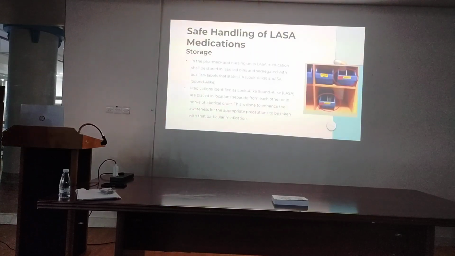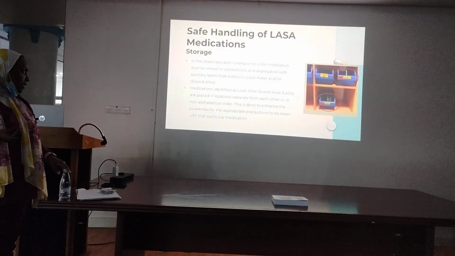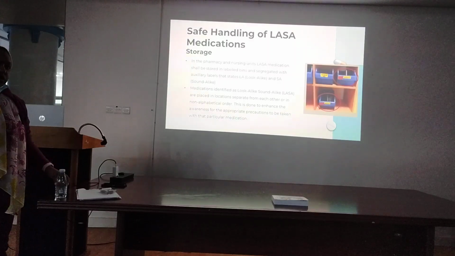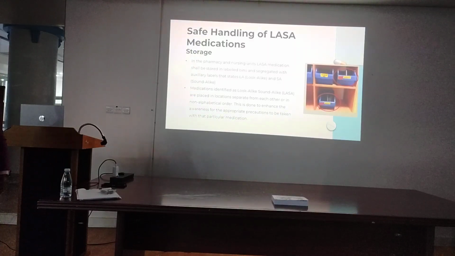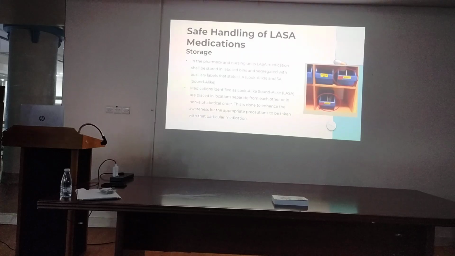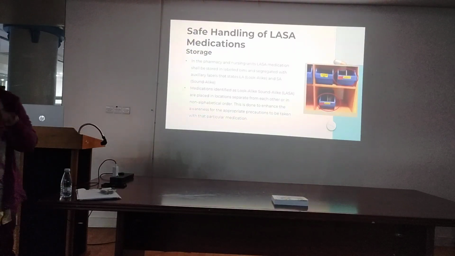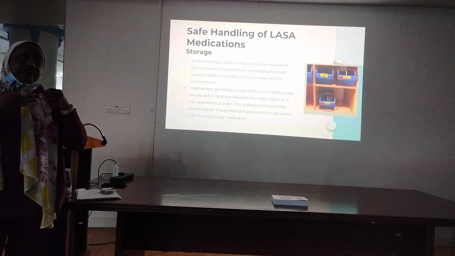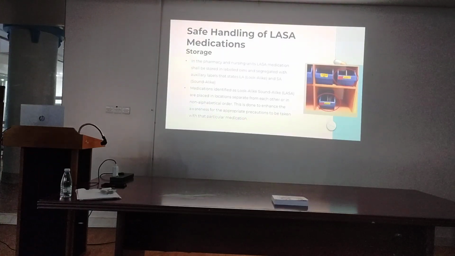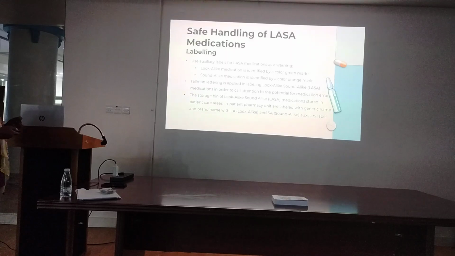Okay? When we're storing look-alike and sound-alike medications, what do we do? What are the steps we take upon storage? Non-alphabetical, Tallman lettering, and the labels. The labels that say, yes, green and orange. Okay? So, 3 steps when storing. The labeling is green and orange. They are stored in a non-alphabetical manner, and we have Tallman lettering on the labels. Yeah, the auxiliary labels that say look alike and sound alike.